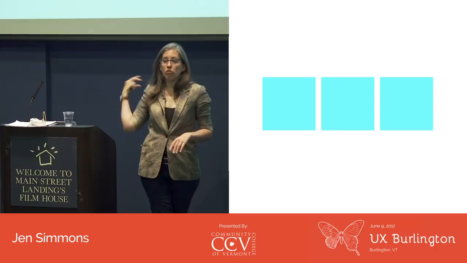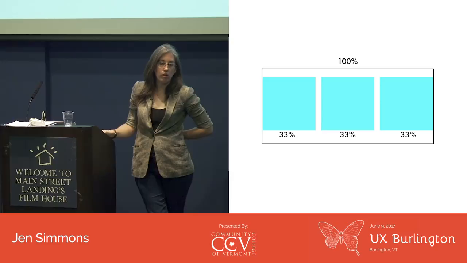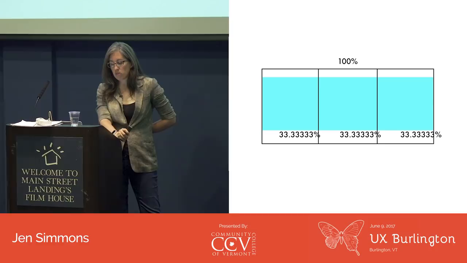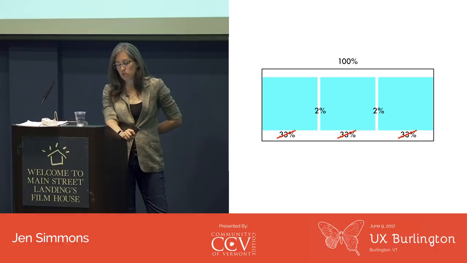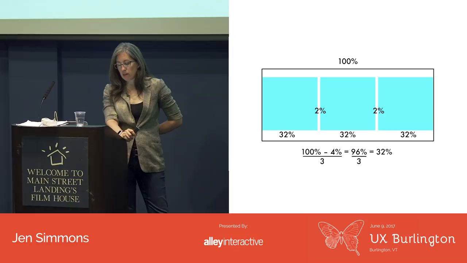So how have we been doing that in a responsive world? Well, we put percents on it. We've got three of them, they're all going to be 33%, right? Oh, except it's not really 33%, it's 33.33333%. Except we need gaps. This has no gaps. So okay, we'll make a 2% gap. So what's the math? Get out seventh grade math, okay, 32%. Well, that works out pretty well, but those gaps are really small, especially on small screens. They're kind of too small.